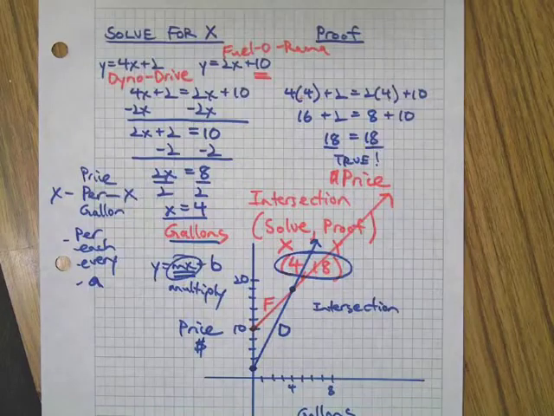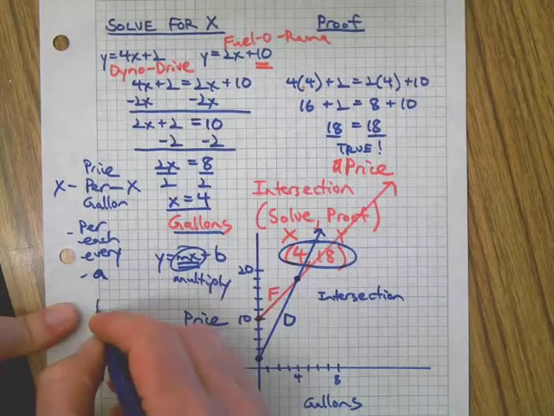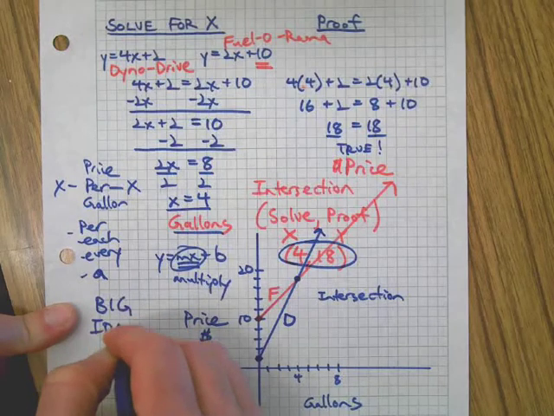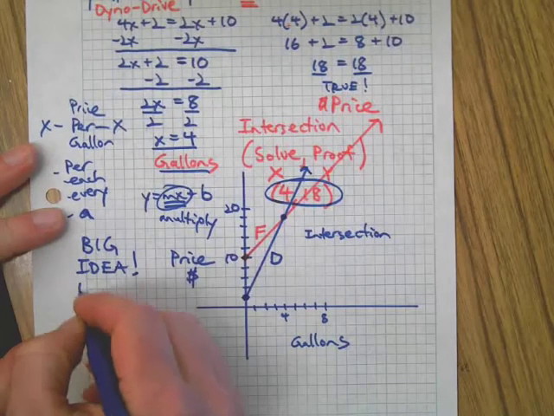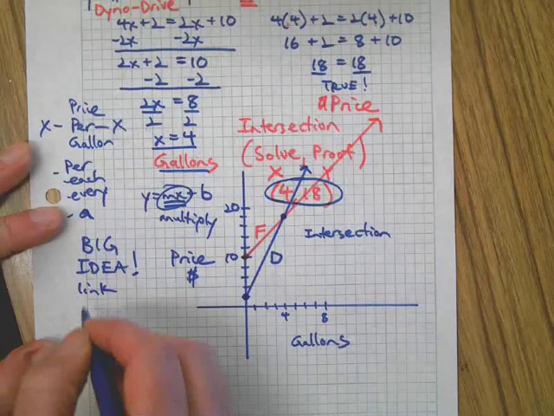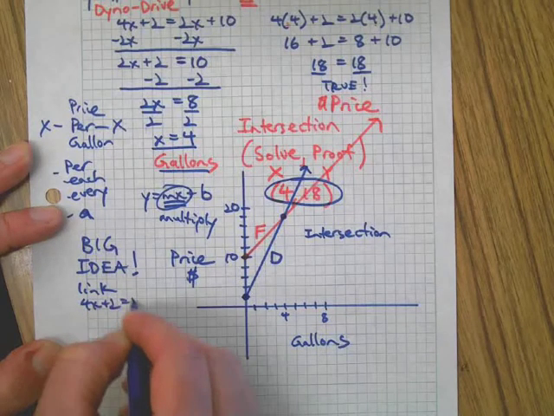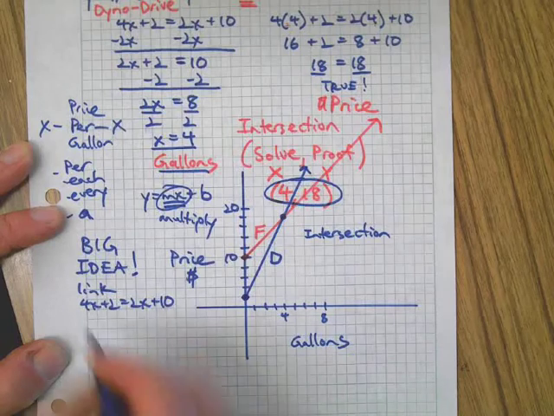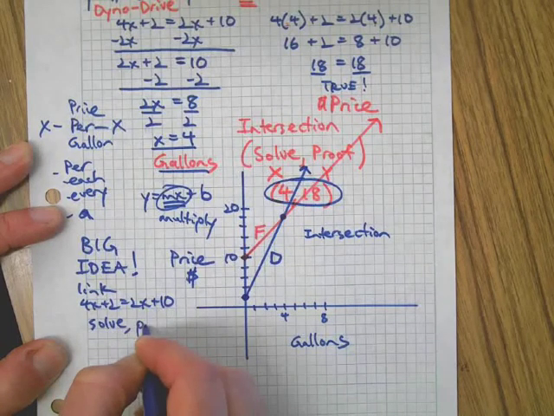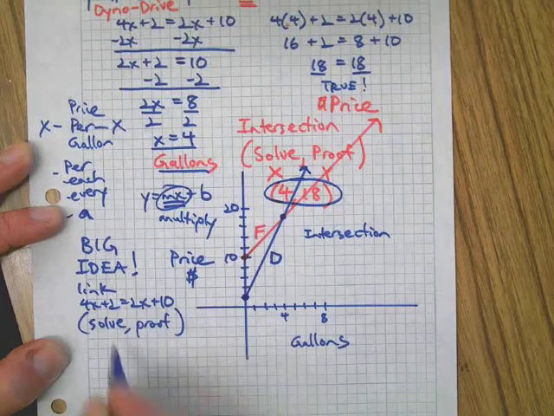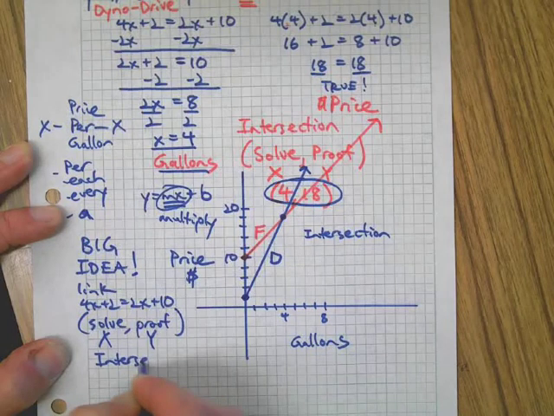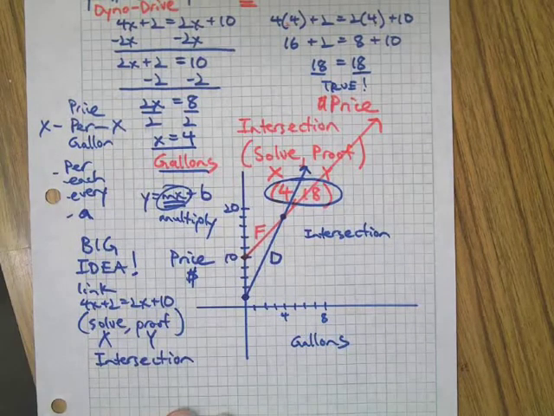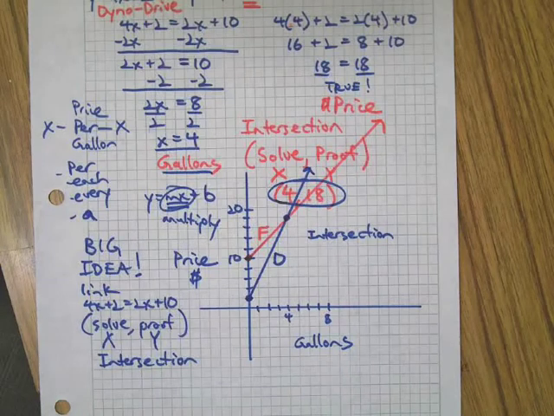So let's make sure you get the big idea here. The big idea. Right? All we're trying to do is link these systems, this, that you're good at, you know how to solve, you know how to prove, link that to those story problems by understanding that the solution and the proof are the x and the y value of the intersection of the two lines. And that once you have that, you can graph everything and answer all kinds of crazy questions and not be scared of all those words on the paper.